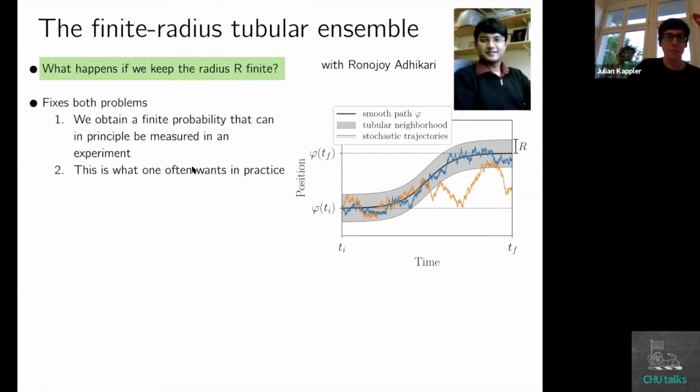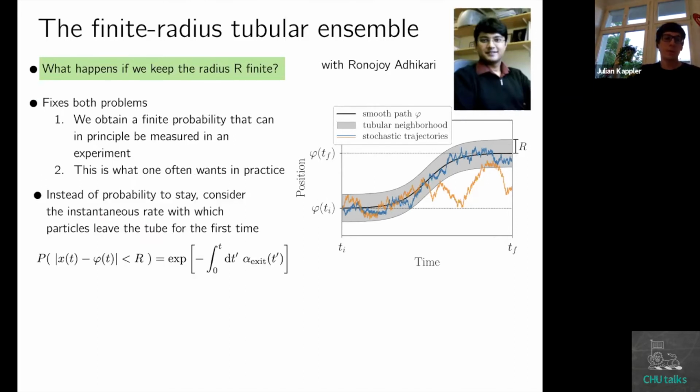It's also more relevant in practice, because as I said before, you will always not care about small deviations from your reference path. So why not incorporate in the theory that you don't care? What we considered then was the probability for a stochastic trajectory to stay inside this tube. This is the probability of the stochastic trajectory x(t) to not go further away than distance r from φ until time t.